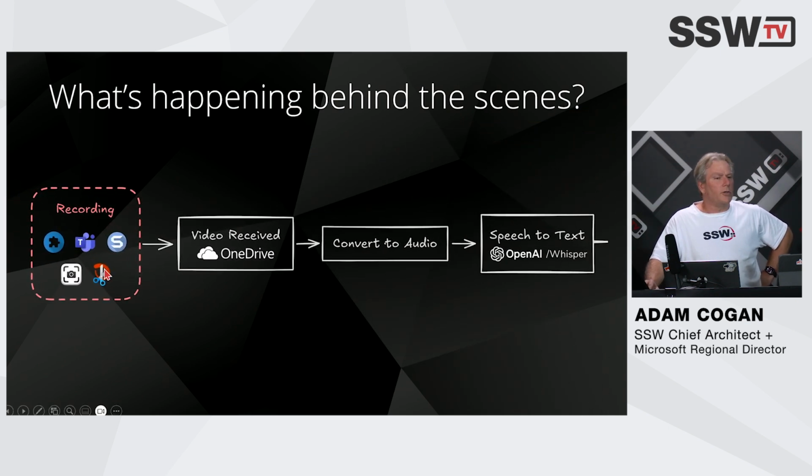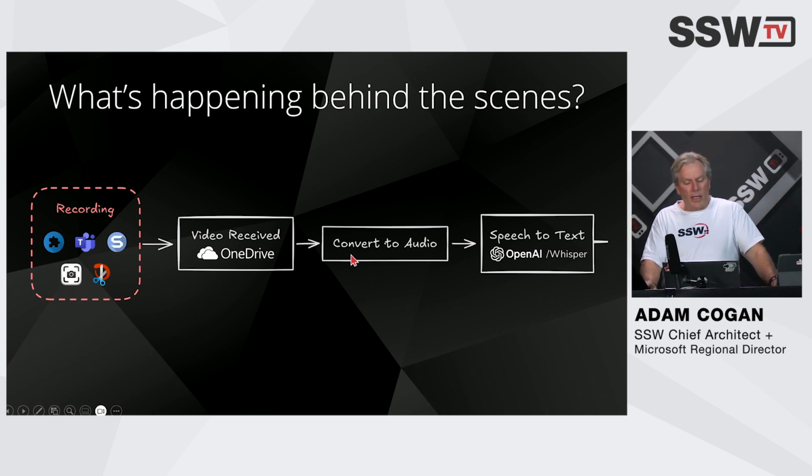So you can use any tool you want. Most of the time I'm in a Teams meeting, so I just record it using Teams. But if I'm just like now, I'm not in a Teams call, I just use the snipping tool, or I could use any tool I want. It goes into OneDrive. Then we convert that to an audio file because we want to get the transcript, and we use OpenAI's Whisper. So what I just said then turns into a transcript file.